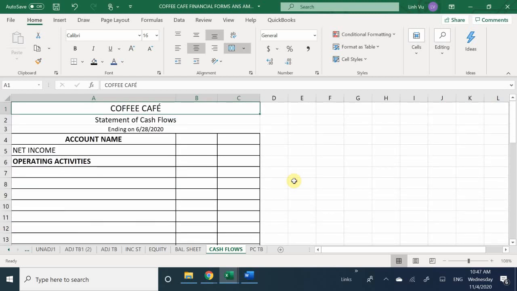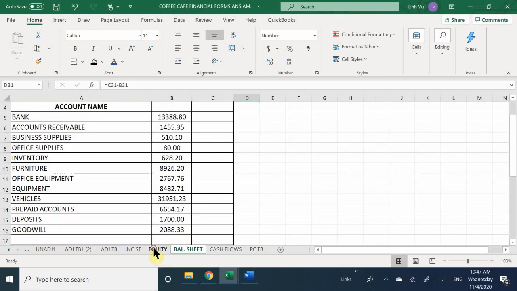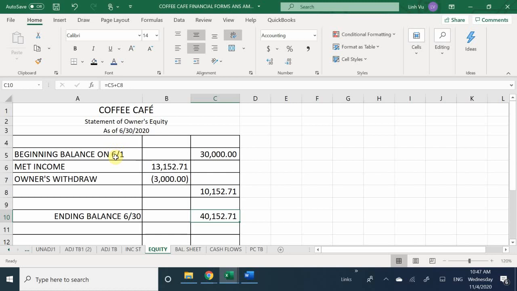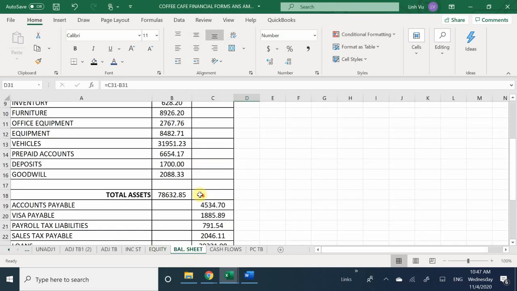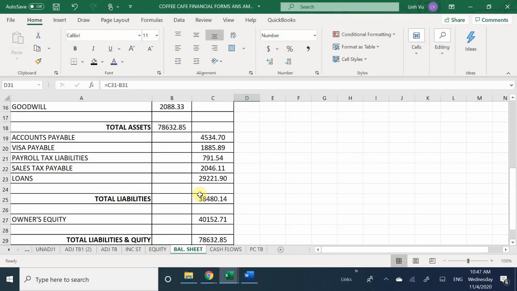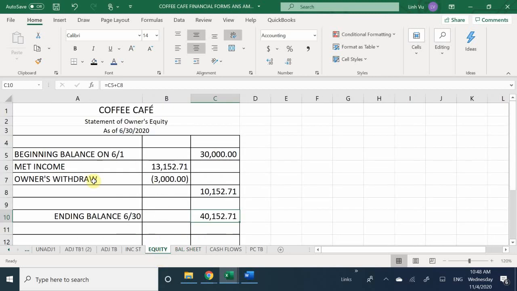Ben, I have a quick question about the owner's statement of equity. On the balance sheet, you said that the owner's equity was 40,000. Can you explain how you came up with that? I know we had a beginning balance of 30,000, and then we had net income, and then owner's withdrawal. So just explain to me how you came up with that amount of 40,000 and something.